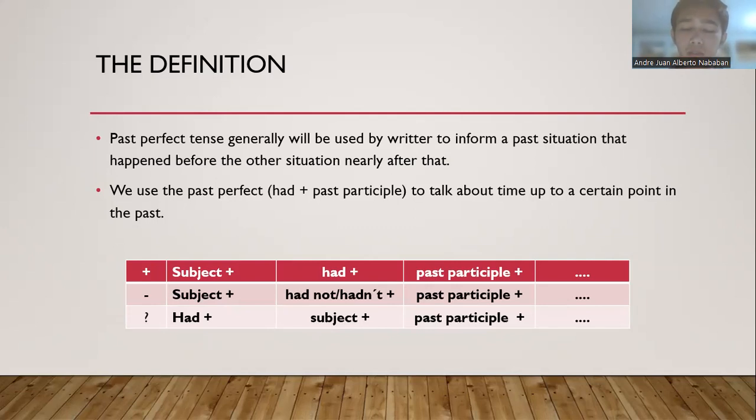And the third, the question sentence formula, is had plus subject plus past participle, or actually you guys or we all can say past participle as verb 3. So had plus subject plus verb 3 plus etc plus clause. Okay, hope you guys get it until here. Next.